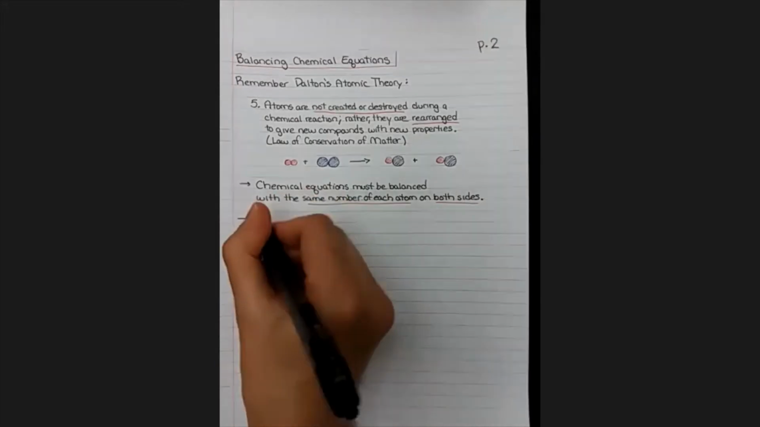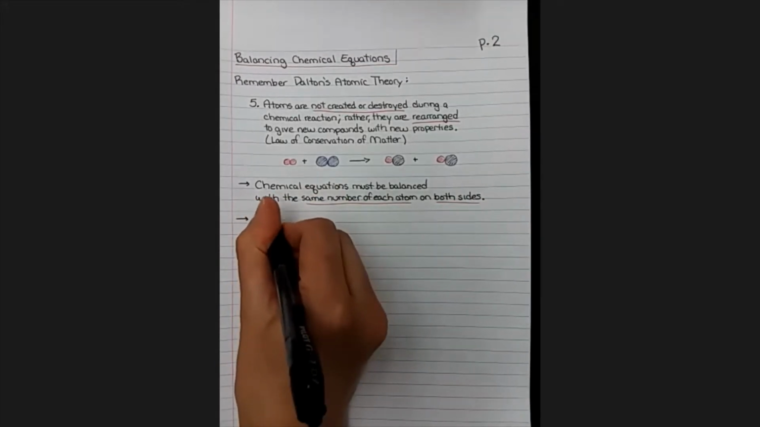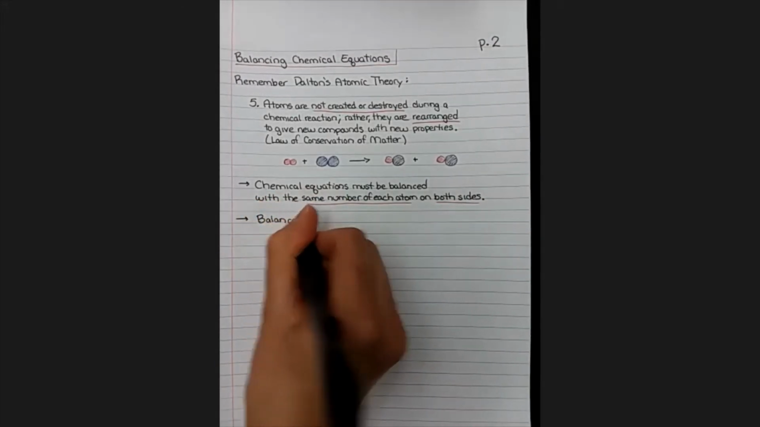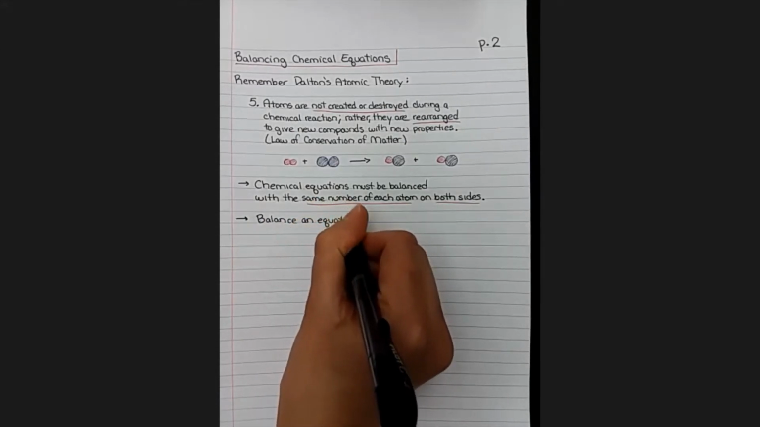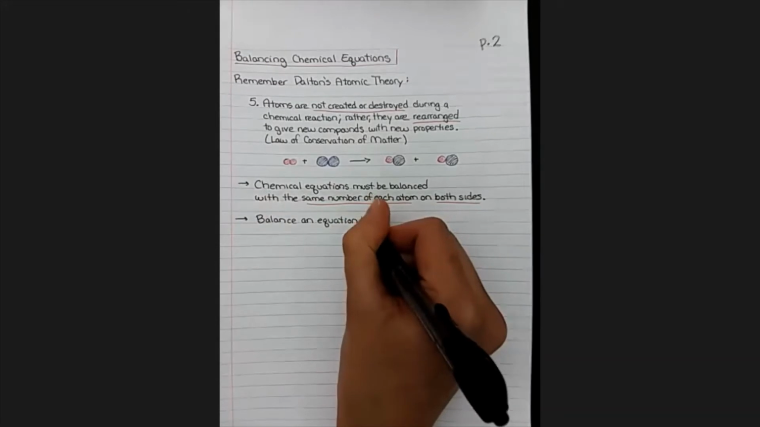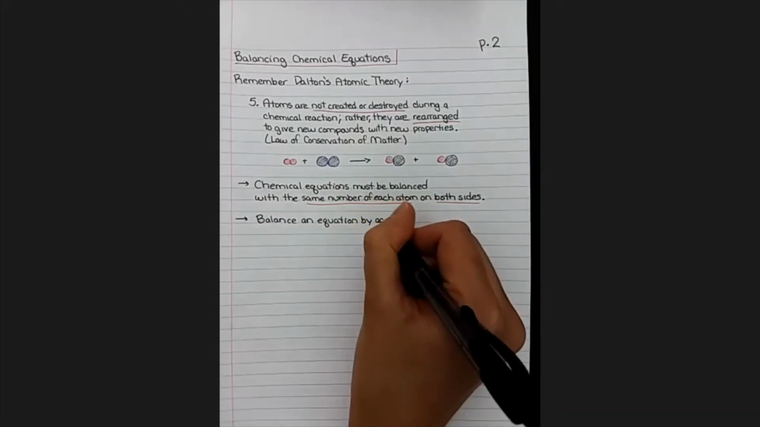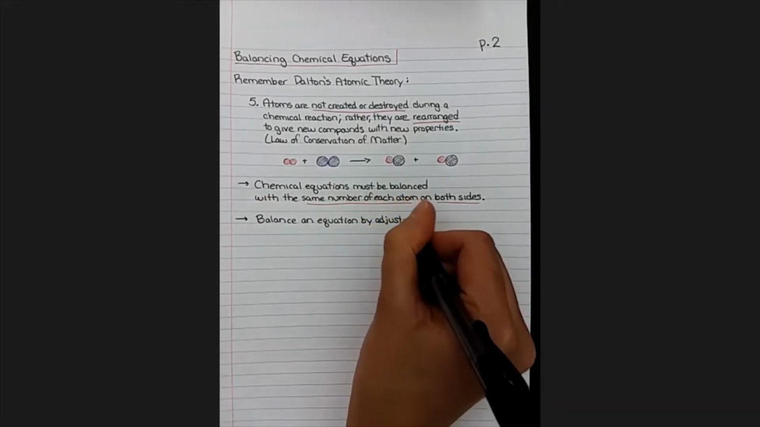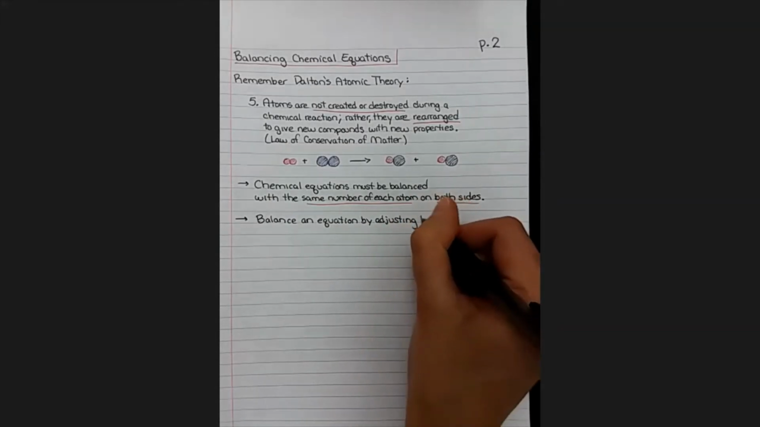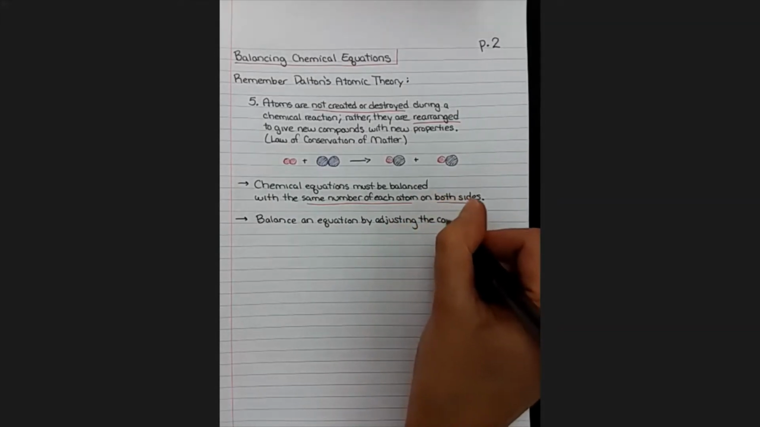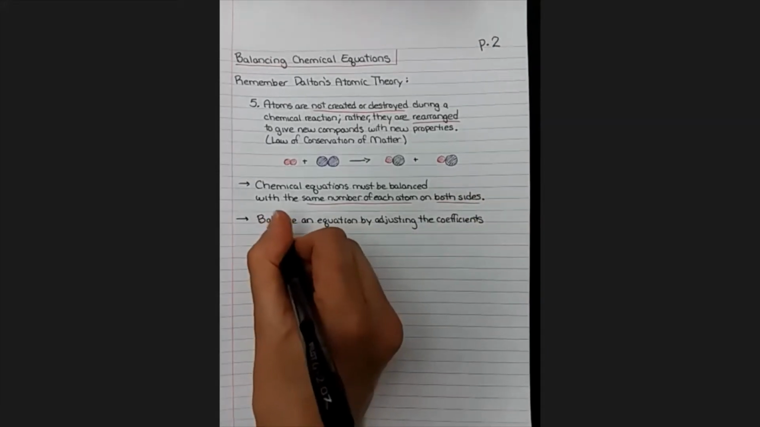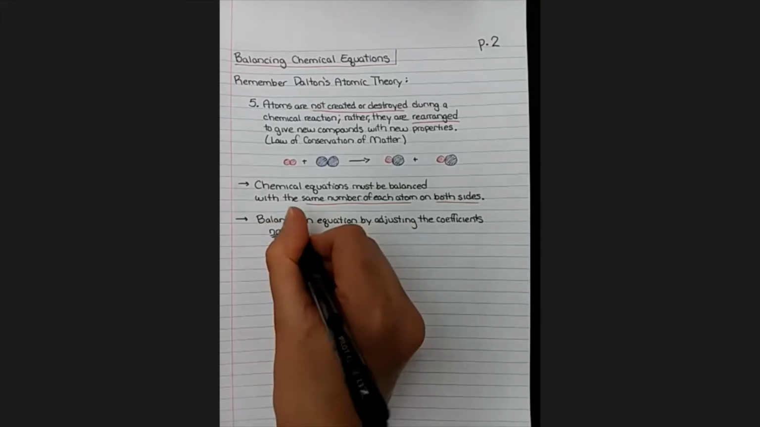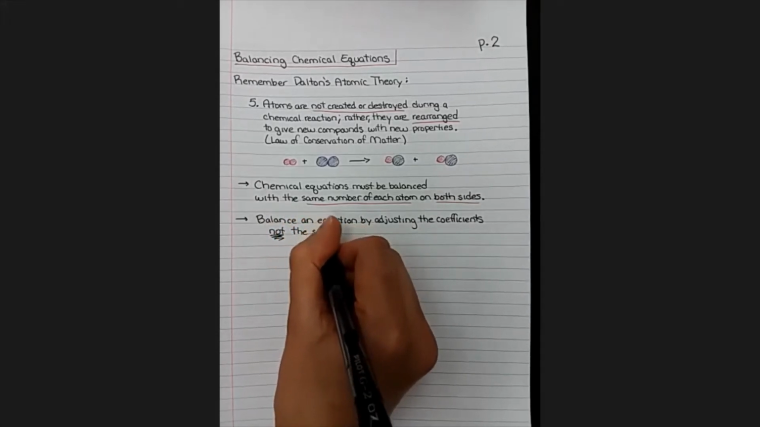So the way we're going to balance the equation is by adjusting the coefficients, those big numbers that are in front of each of the compounds in the equation. They're just ratios, so we can change those numbers until we find the correct ratio. So we are going to change the coefficient and, promise me, you will not change the subscript.